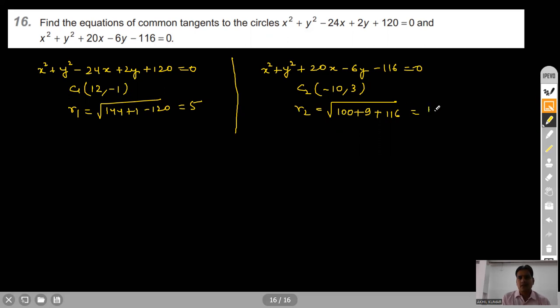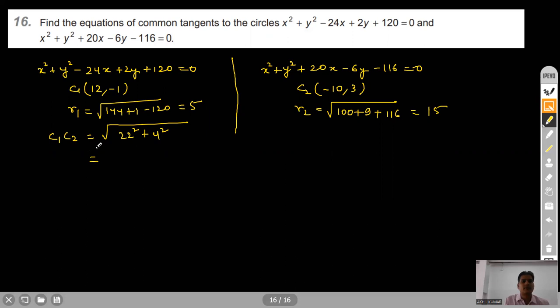225 means R2 is equal to 15. So let me check what this C1, C2 is. What is the distance between the centers? So it will be 12 minus 10, that is 22, squared, and plus 4 squared, right?